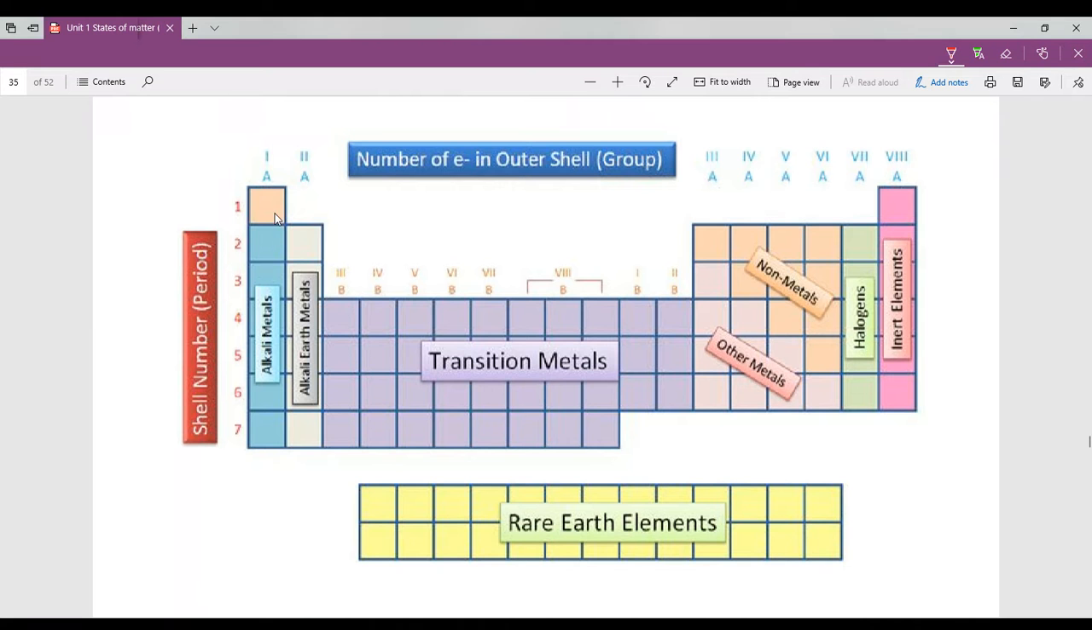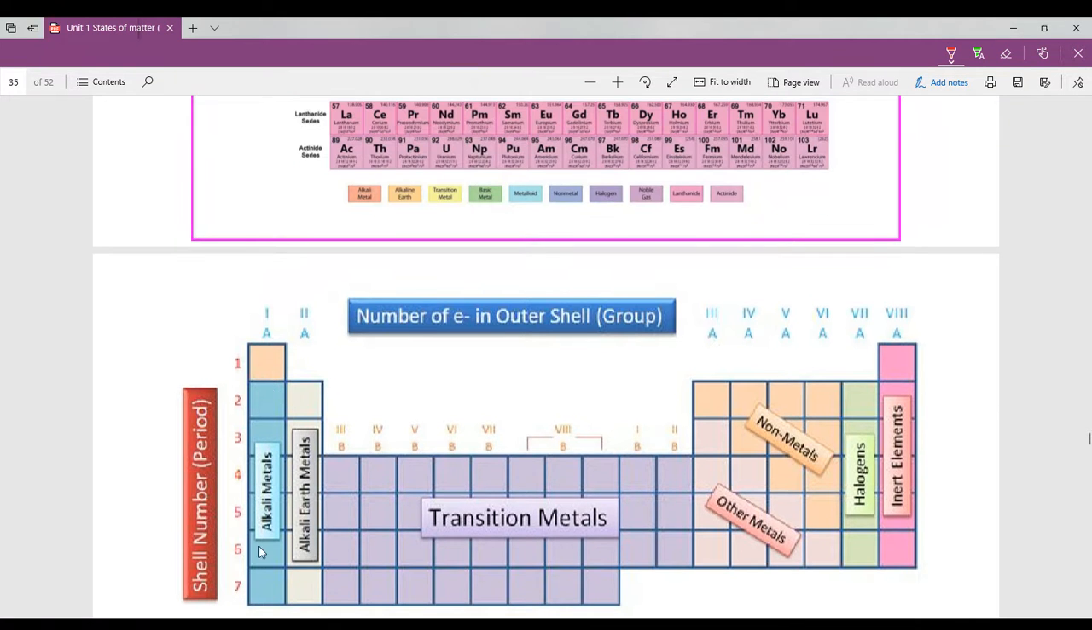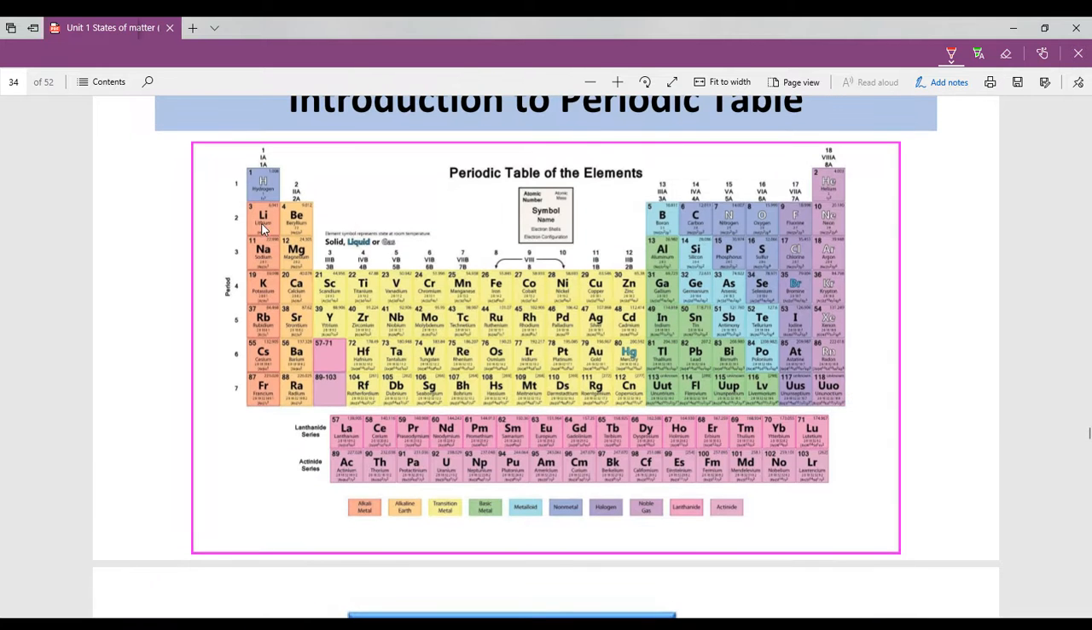Okay, you can look at a periodic table. When you look at the elements, you can look down the column. If elements are in the same column, we say that they are in the same group. For example, lithium, sodium, potassium, rubidium, cesium, francium. These elements are in the same group.